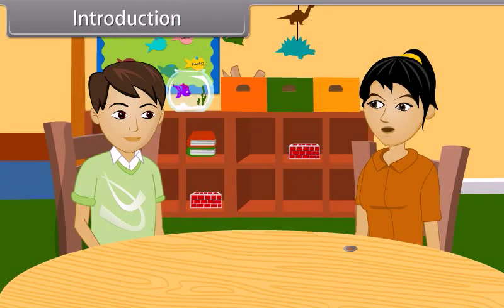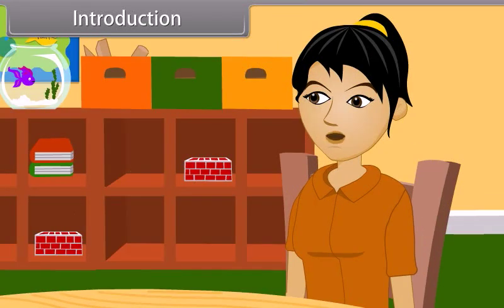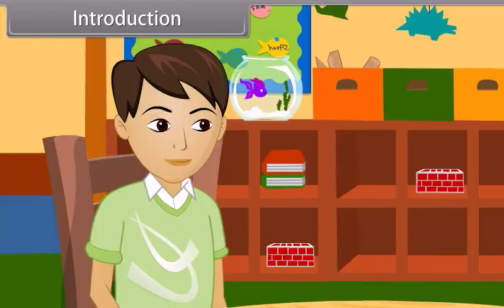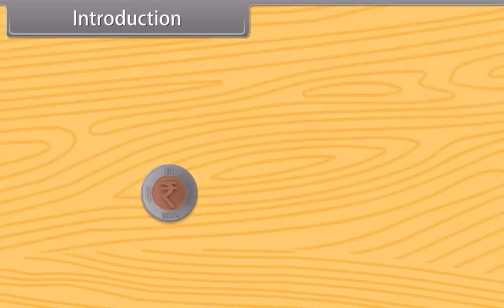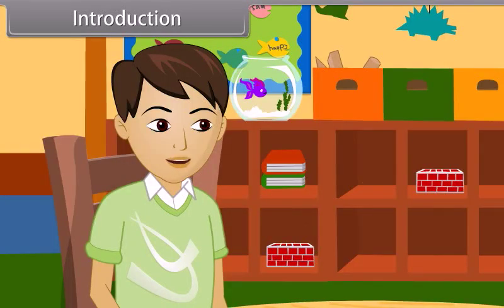Let's play a game of tossing a coin. Okay. If head comes, I will win, and if tail comes, you will win. I am sure you will not win. Let's see. Ha ha ha, it's a tail. I win. I told you.